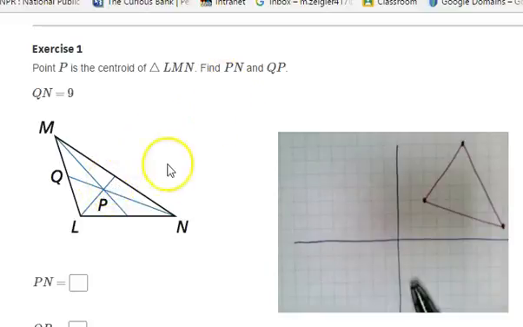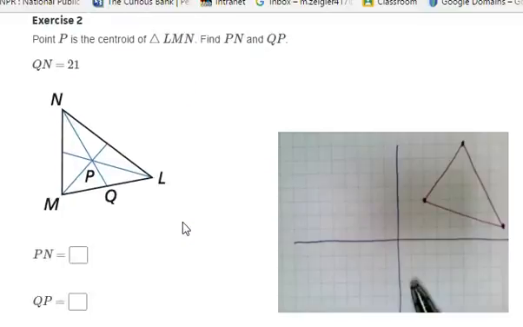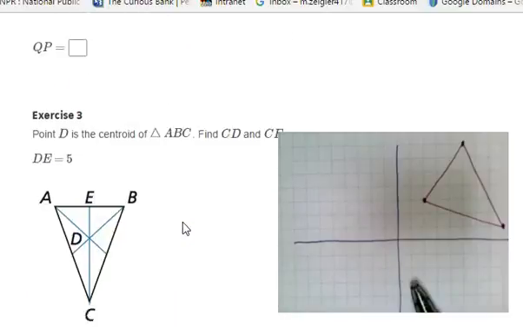So here, you're supposed to find, for example, PN and QP, and you're told that QN is 9. So you take the entire length, divide it into three pieces, and one of them is down here, and two of them are there. So let's see, 9 divided by 3 is 3, so QP is 3, PN is 3 times 2, or 6. Alright, that's the same for all of these here.